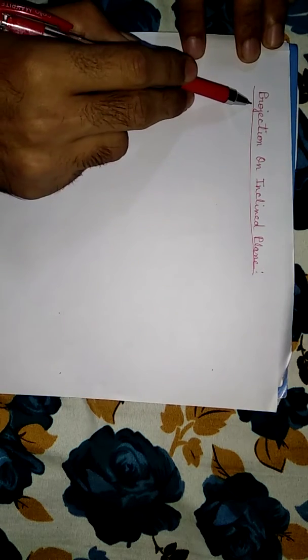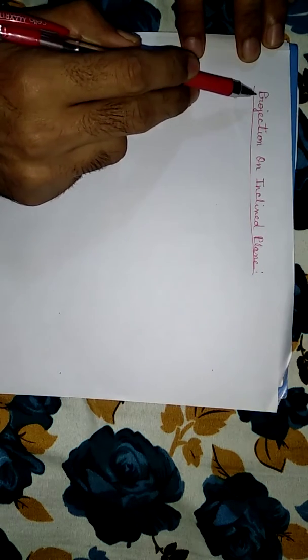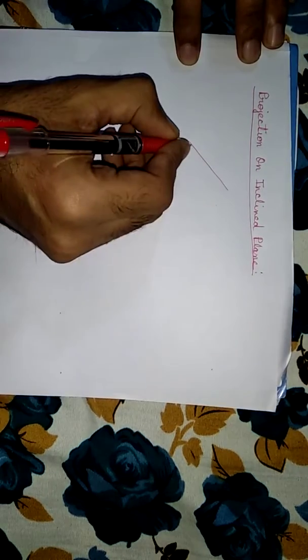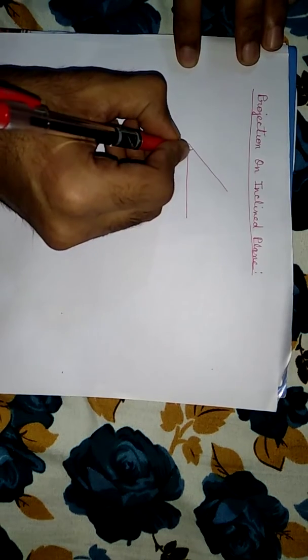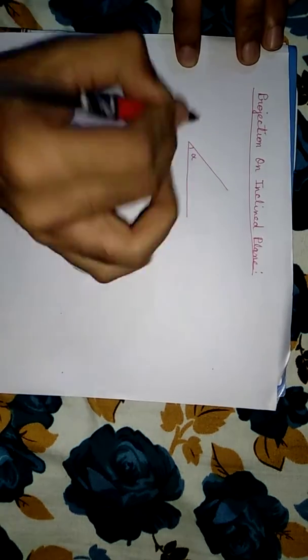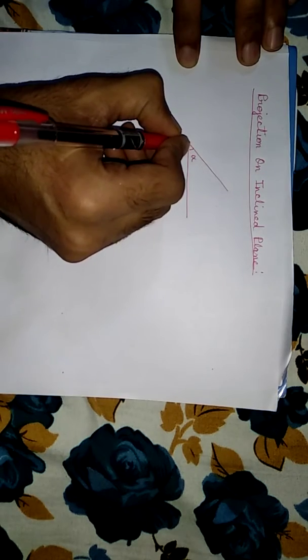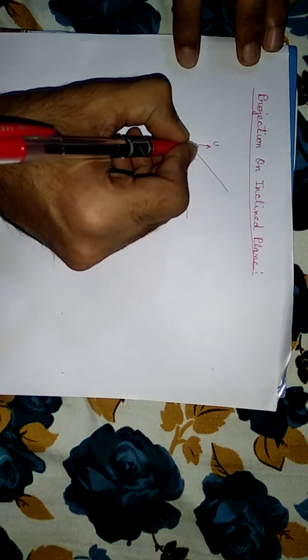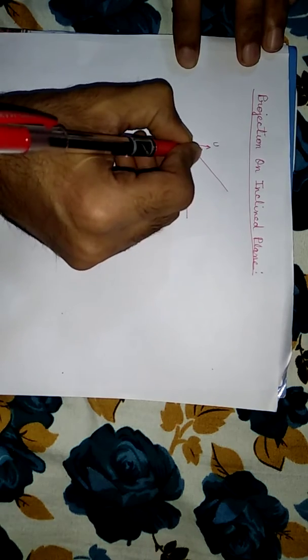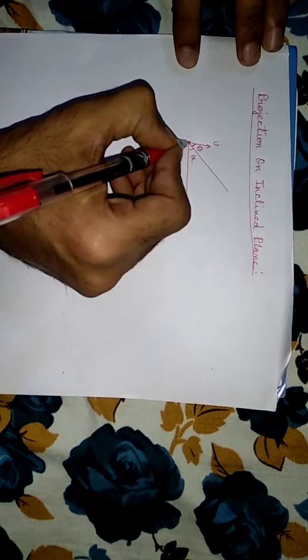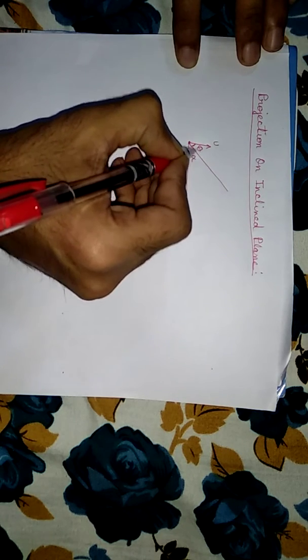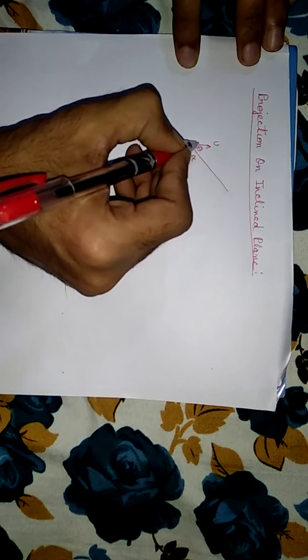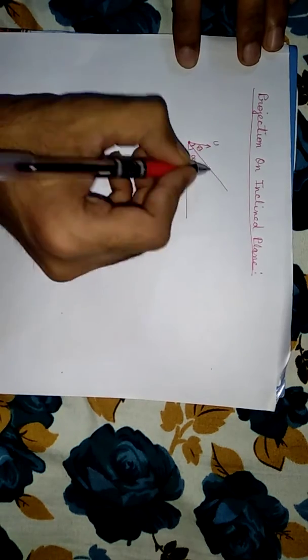So today I am going to discuss the topic projection on an inclined plane. Suppose we have an inclined plane making an angle of alpha with the ground. Now we project a body with an initial speed u, and the direction of the speed makes an angle of theta with the inclined plane. Remember that theta is the angle which the speed makes with the inclined plane, not with the ground.